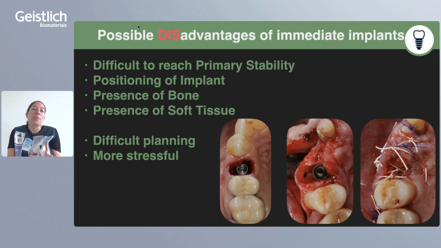Then maybe you don't have a lot of bone present, especially here in the middle picture. So you see you have a very big alveolus, and it's really difficult to place your implant. There is not a lot of soft tissue left, because when you do a tooth extraction, there is no soft tissue that will cover the alveolus. So it will be more difficult to close the wound or to do the suturing.